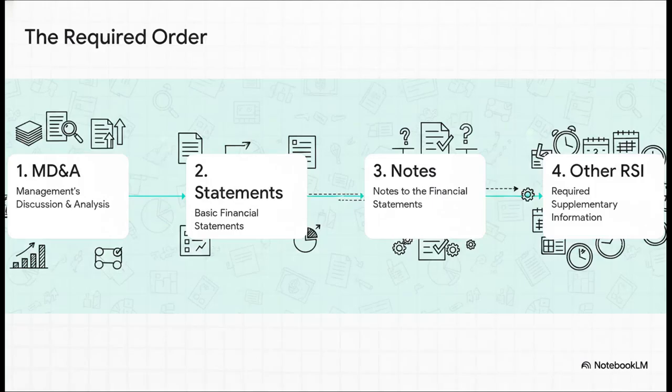And here it is, the mandatory four-part order. It always starts with Management's Discussion and Analysis, or MD&A. Right after that, you get the basic financial statements themselves. Following the statements, you'll find the notes. And finally, you have the Other Required Supplementary Information, or RSI. You have to know this cold: MD&A, statements, notes, then Other RSI.